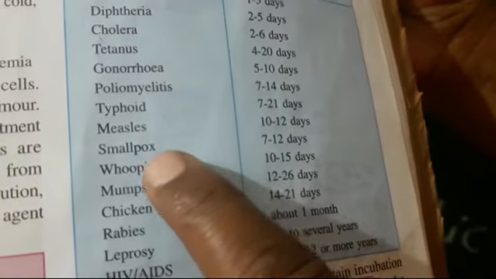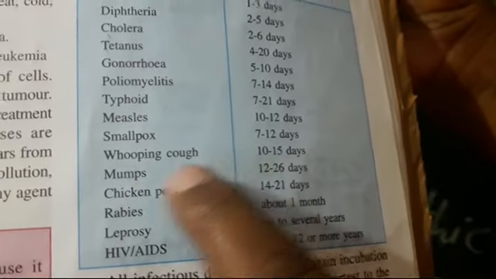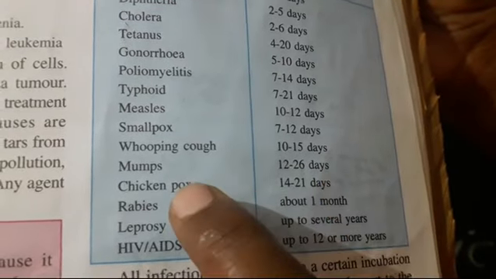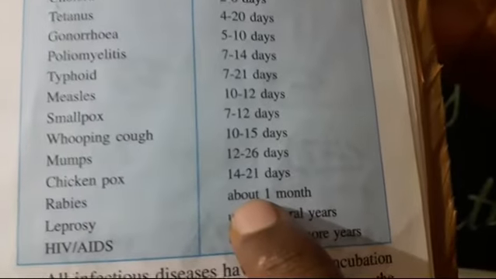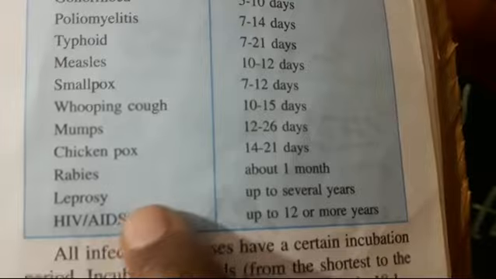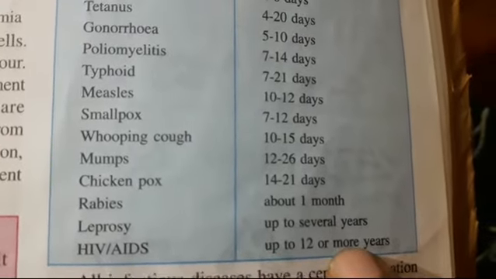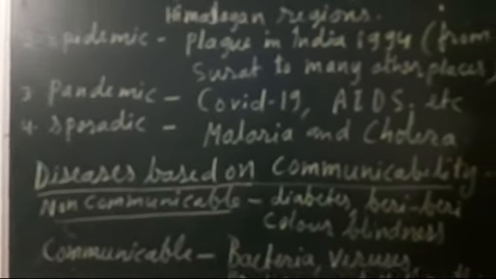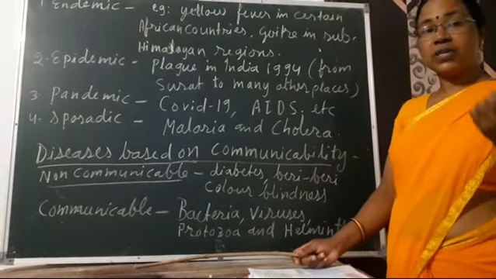Smallpox 7 to 12 days, whooping cough 10 to 15 days, mumps 12 to 26 days, chickenpox 14 to 21 days, rabies about 1 month, leprosy up to several years, and HIV/AIDS up to 12 or more years. So, dear students, there is no need to learn this by heart, but just know about AIDS. It is about 12 or more years.